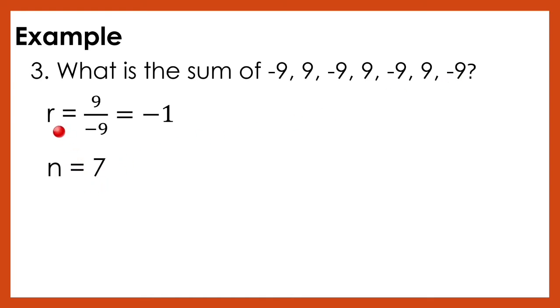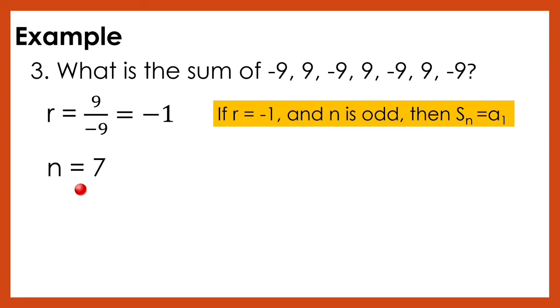Our case here is common ratio is negative 1 and the number of terms is 7. Therefore, if r equals negative 1 and n is odd, then the formula that will be used is s sub n equals a sub 1. What is our a sub 1? A sub 1 is negative 9. Therefore, our S sub n equals negative 9. The sum of the geometric sequence is negative 9. Let's check. Negative 9 plus 9 is 0. Negative 9 plus 9 is 0. Negative 9 plus 9 is 0. And then, ang naiwan is negative 9. Ganun lang kadali kumuha ng sum.